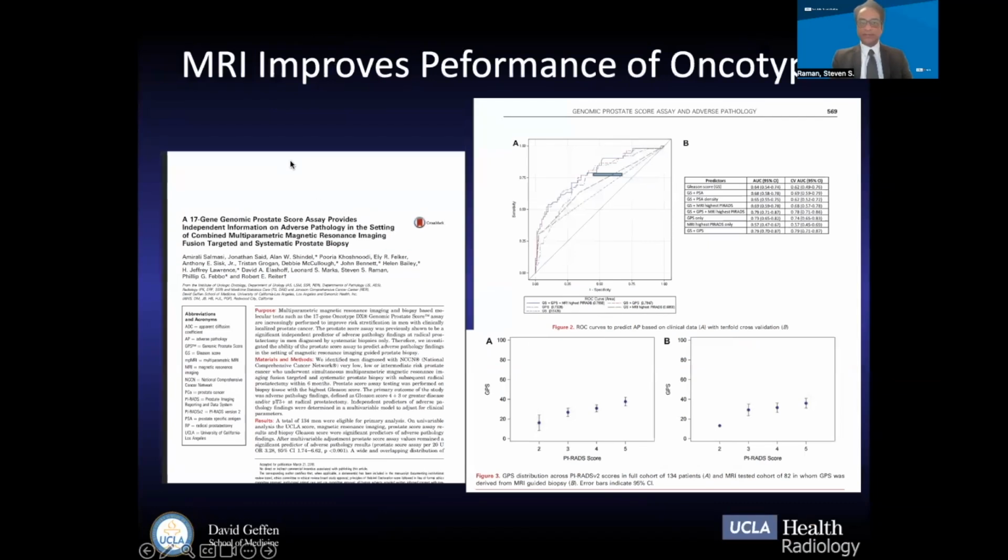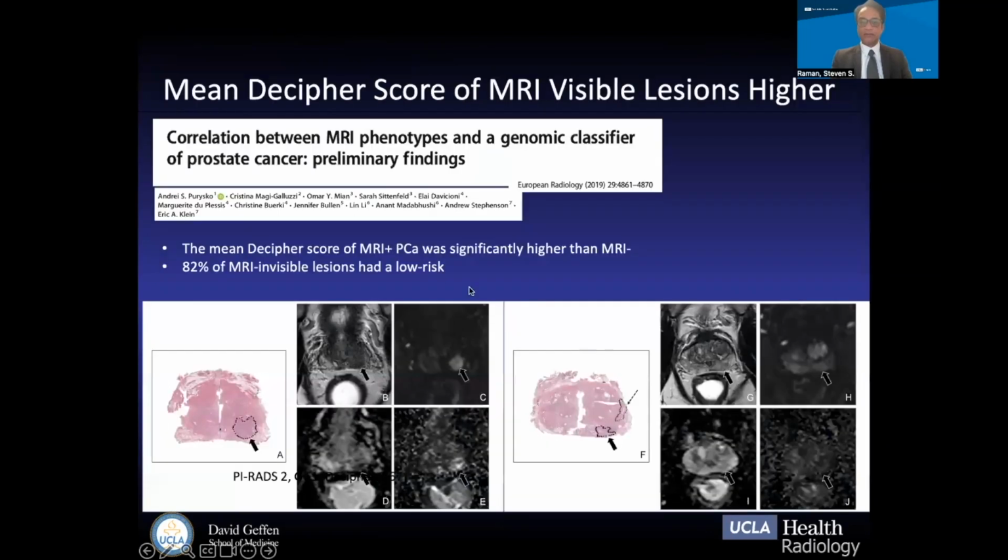We've shown that MR improves the performance of Oncotype DX. Increasing PIRAD scores lead to increasing Oncotype scores. Others have shown that this also applies to Decipher tests, where MR visualized lesions have much more aggressive Decipher scores than MR invisible lesions, 82% of which were low risk.